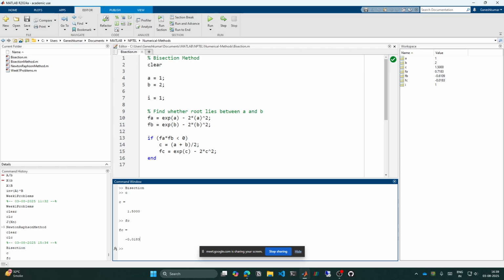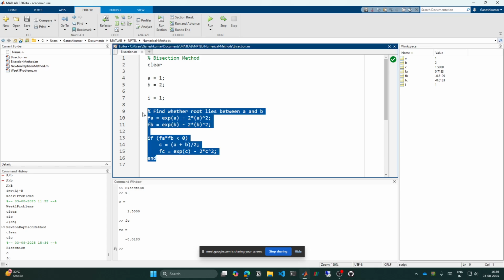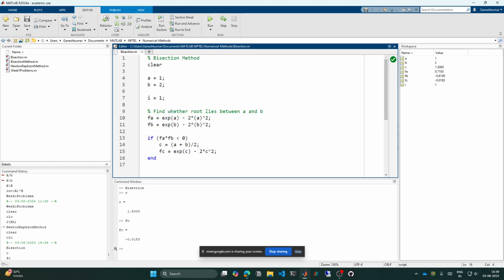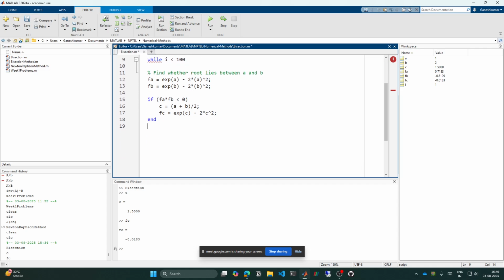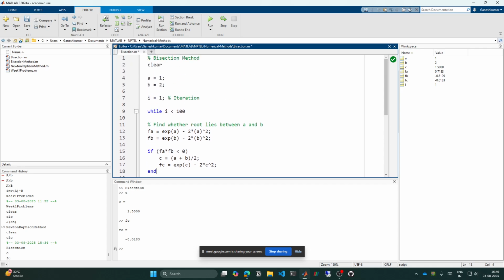Now what we have to do is the second iteration. For that, we have to keep repeating these steps again and again, right? So what we will do is put them inside a while loop. This is the iteration number, let's say i. You can use either a while loop or a for loop, whatever you want. I'm going to use while i less than 100. Let's say I want to use a maximum of only 100 iterations. So I will just put this entire thing inside the loop.